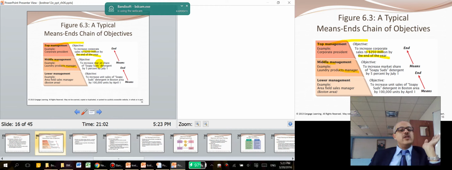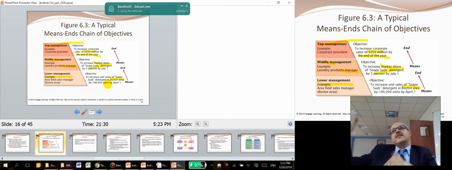And then here, middle management. This is an example. I want to increase market share of this product by 5% in July. That's an objective. By July, I want to reach this number. And then in the lower management, they start to say, I want to increase unit sales in this area, let's say the Boston area, by 100 units by April 1st. So that's very specific. Now, if you make these plans, you become a better manager. If you don't, you're not doing as much as you can.